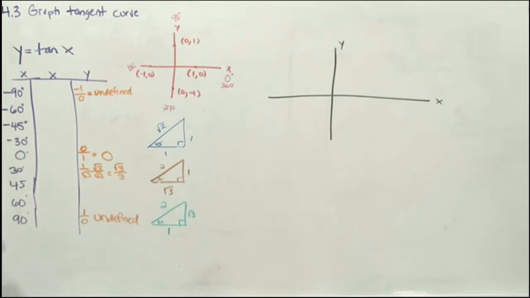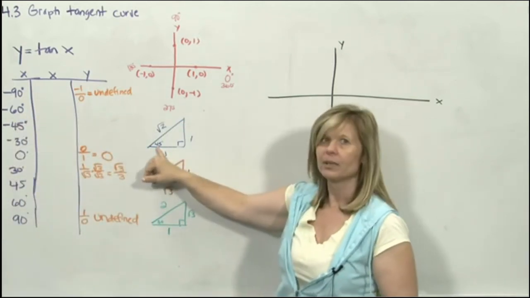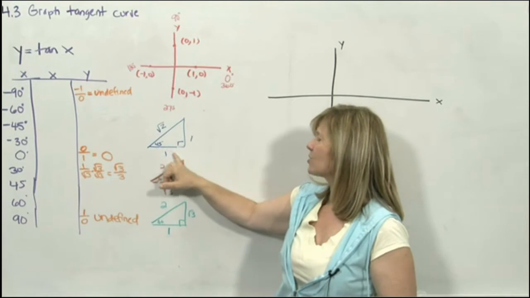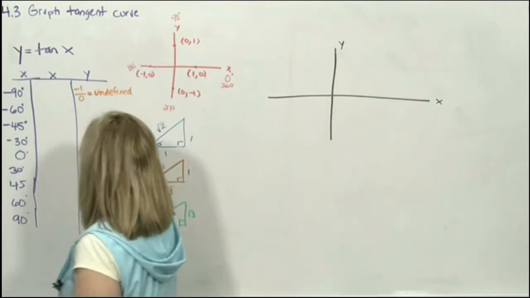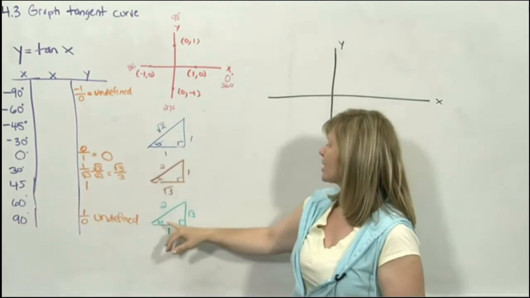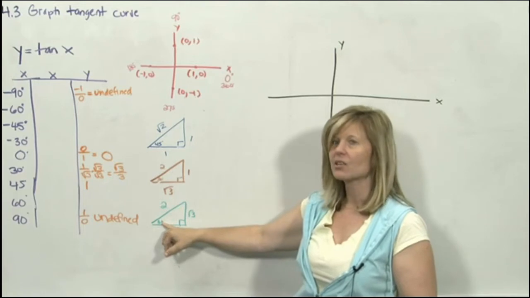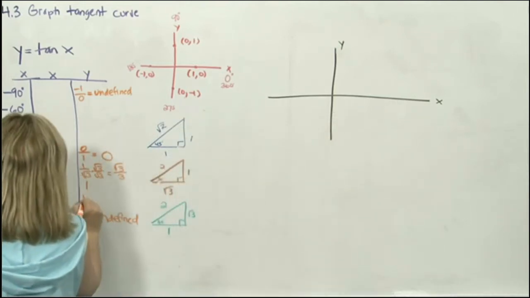Now we're going to look at the tangent of 45 degrees. So we go to our 45-degree angle. Tangent is y over x. That's 1 over 1, which we all know is 1. We're going to look at the tangent of 60 degrees. 60 degrees is y over x. That's square root of 3 over 1, which is just square root of 3.